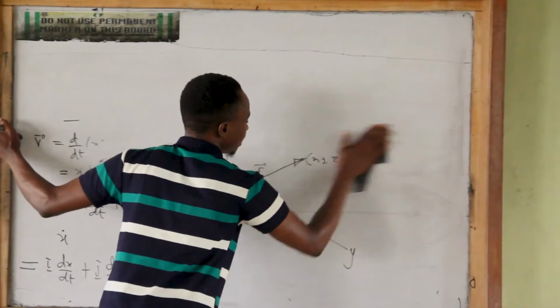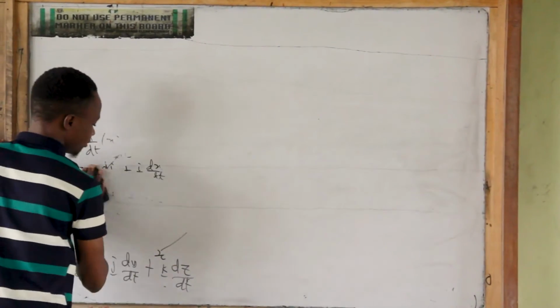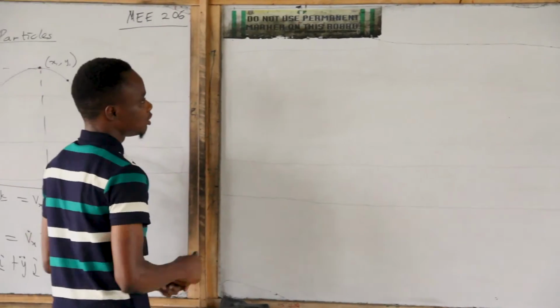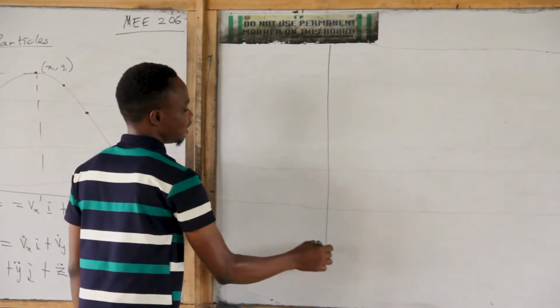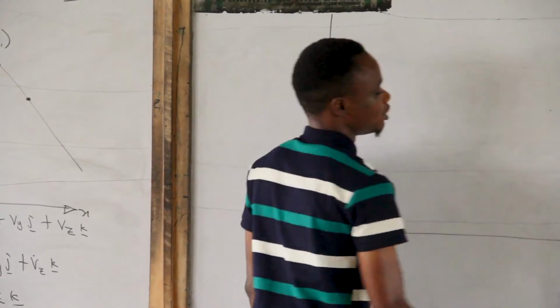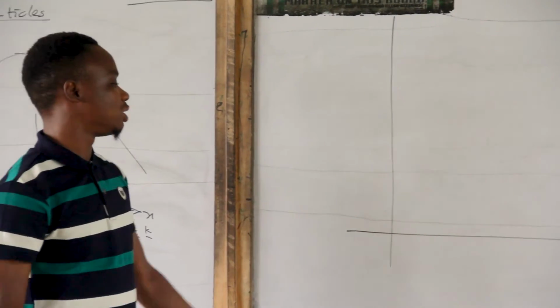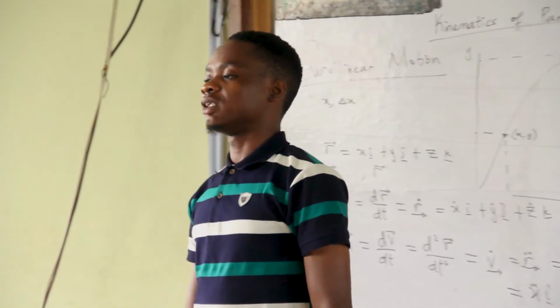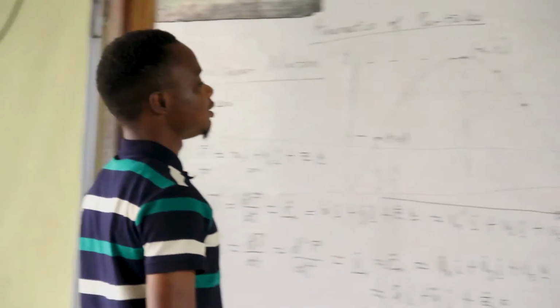So we've done something like this in the past. I say that a projectile motion is a two-dimensional curvilinear motion whose trajectory is a parabola. You get that? So it goes on a parabolic path. The trajectory is a parabola.